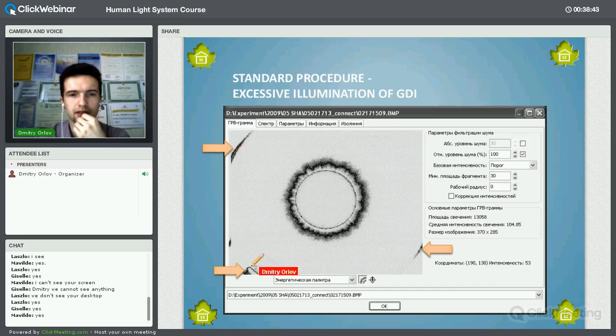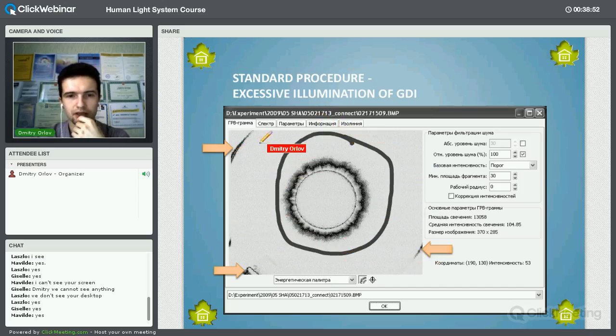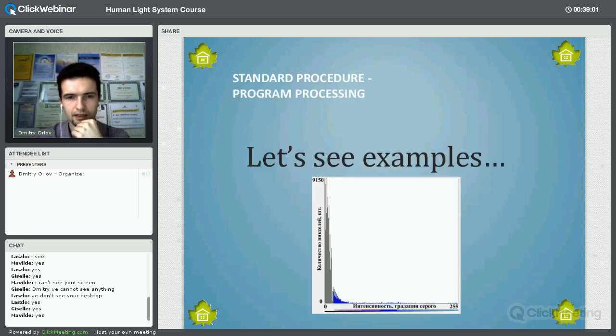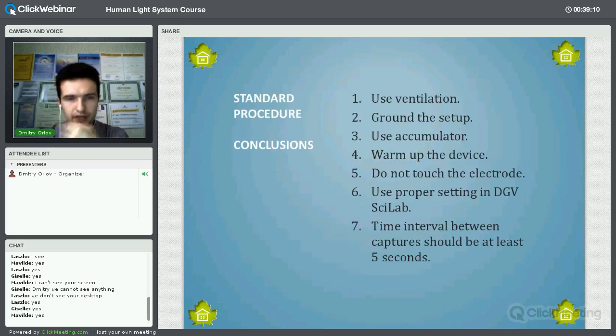There was an excessive illumination on the sides, and we had to apply a special working radius that cuts everything around it and calculates only what is inside. Of course, the processing of the data in the program was also very significant. The conclusions after finishing all these experiments were that we need to make some ventilation, we need to ground the setup, we should warm up the device, not touch the electrode, and use proper settings in GDV Scilab, the program that was used at that time for processing the data. And the time interval between the captures should be at least 5 seconds. That is already inbuilt in the Bio-Well, because for previous devices it was possible to make captures even once in 3 seconds, but it was much less stable.